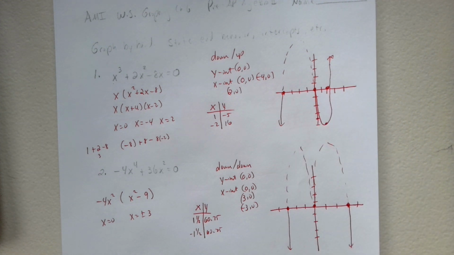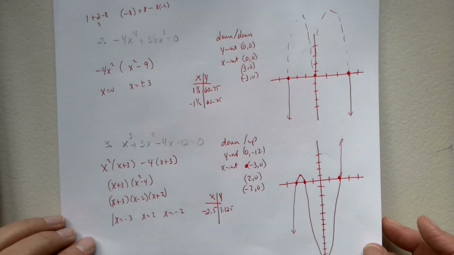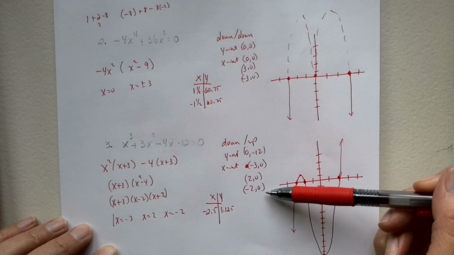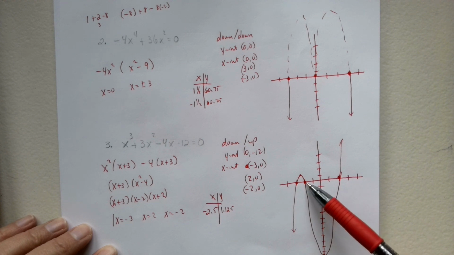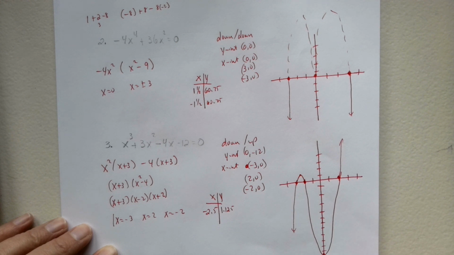Number 2, we have the graph there, and these were really, really large, so I have the dotted line. Number 3 wasn't too bad. Again, end behavior, y-intercept, x-intercepts. And for the gap between -2 and 2, you can use your y-intercept, 0, -12. And then I put in -2.5 and use my calculator to get 1.125.